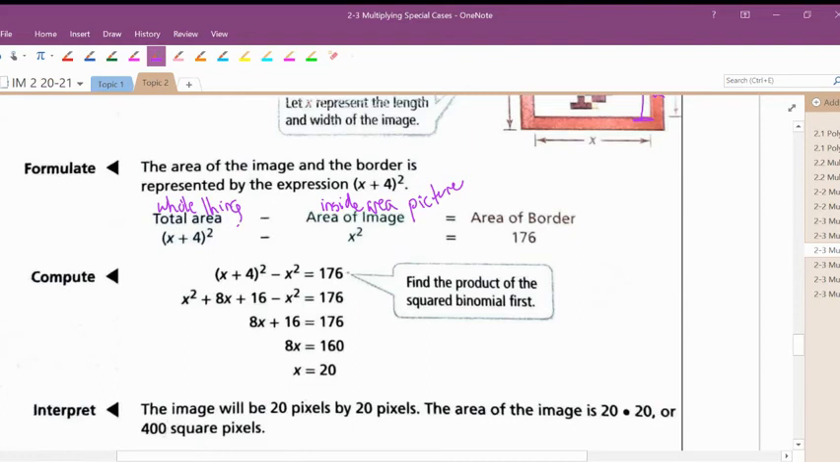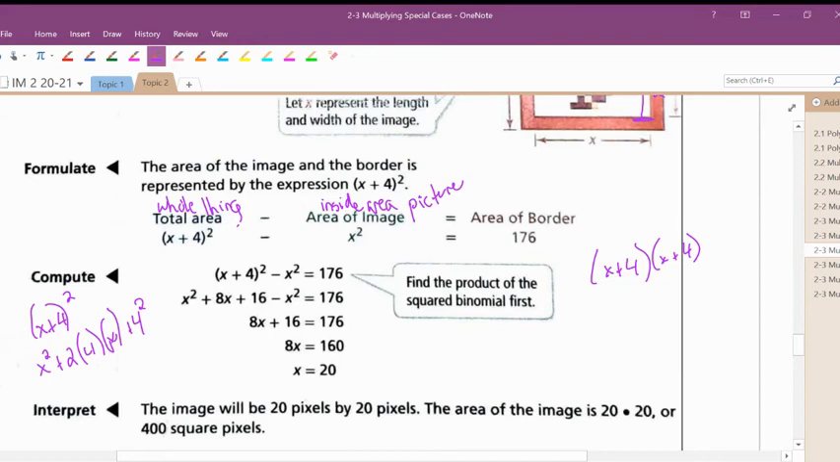There's a couple different things you could do. First, x plus 4 squared. Did they use the shortcut to give us x squared plus 2 times 4 times x plus 4 squared? Did they? I don't know. It doesn't matter. You could have multiplied it out twice, done x plus 4 times x plus 4. It doesn't matter. So either way, we get x squared plus 8x plus 16 minus that x squared still equals 176.